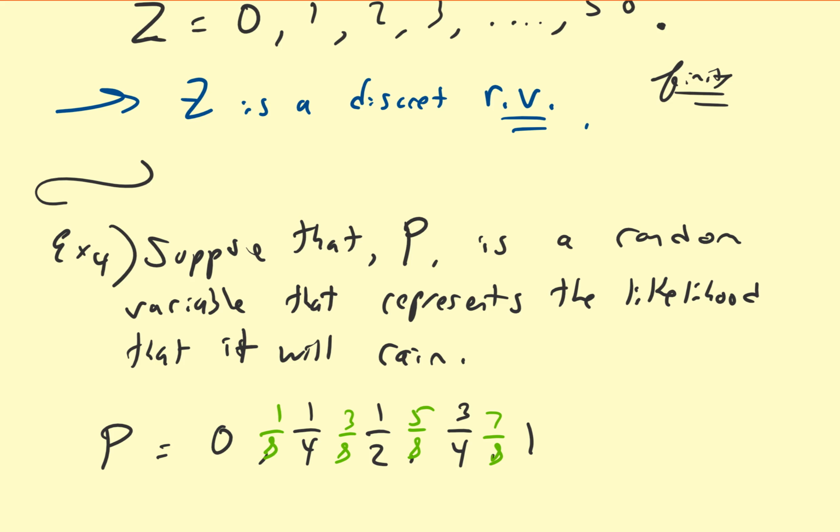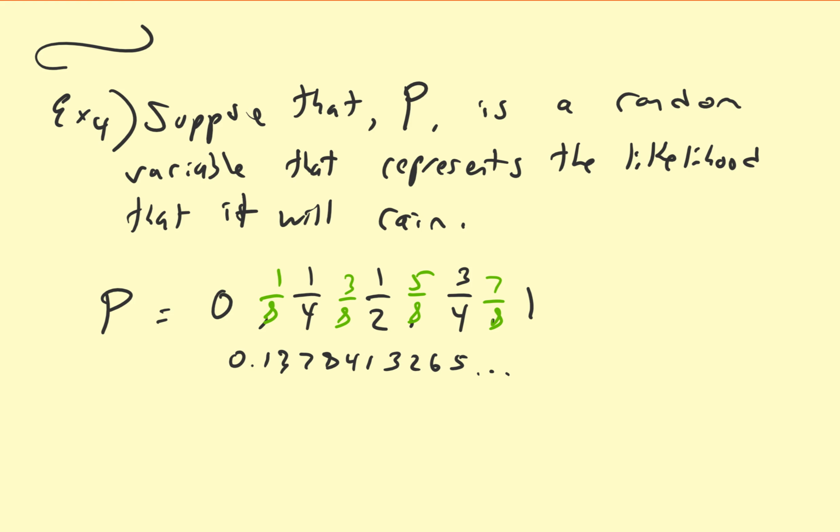So it could be equal to 0.137841326 infinite decimal, right? That's in between 0 and 1. That's no problem. But overall, this is an example of a dense set. Namely, there's infinite numbers that could fall between 0 and 1. That means what? That means P is a continuous random variable.